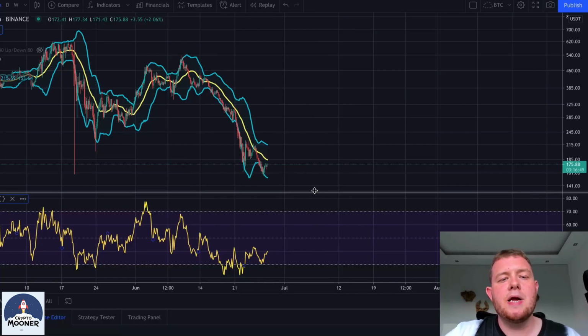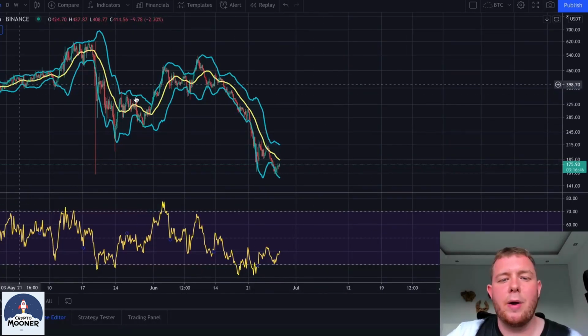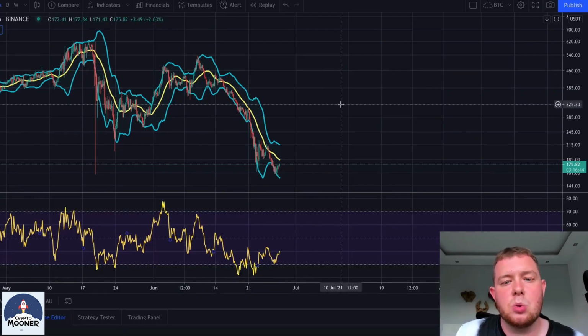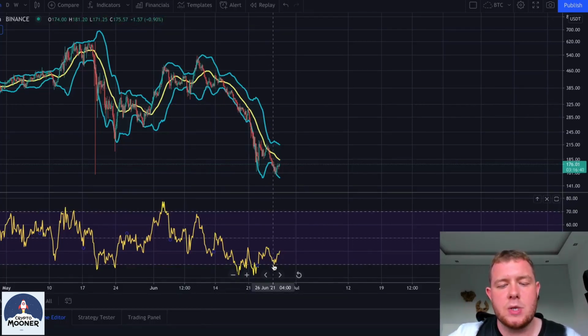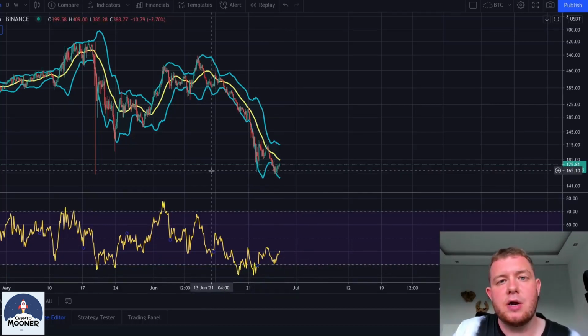Okay, now basically the way that we can go ahead and trade something like this, or look for potential trade opportunities, is when the RSI is below 30, so we are oversold, which is down here below this white dotted line here, and when the price candlesticks are touching the lower level of the Bollinger Band.